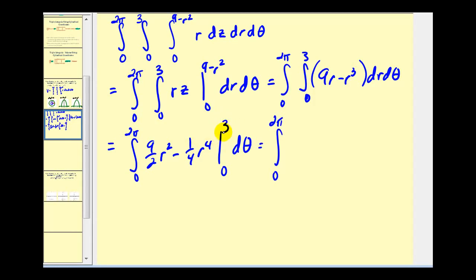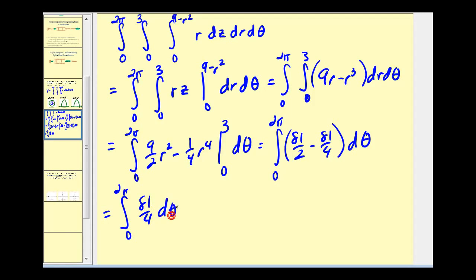So when r is 3, we're going to have 9 times 9 is 81 over 2, minus 3 to the fourth is 81, so 81 fourths. And then when r is 0, these will both be 0. 81 halves minus 81 fourths will equal 81 fourths. Integrate with respect to theta.